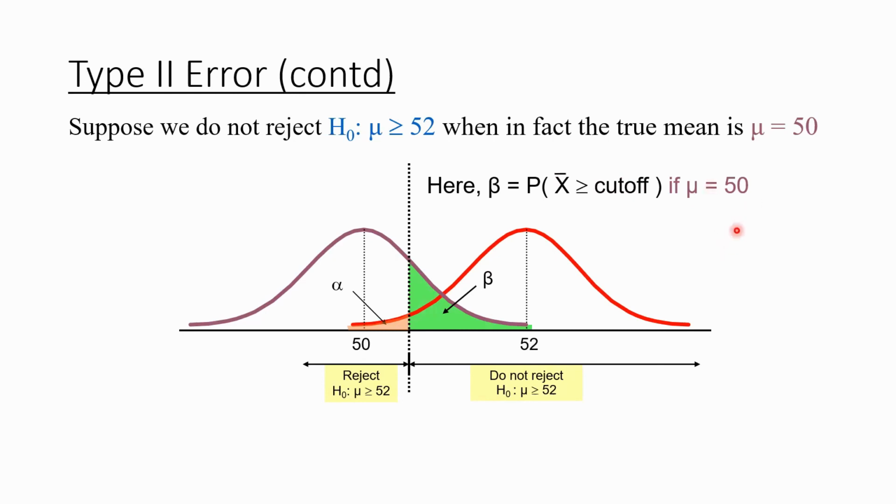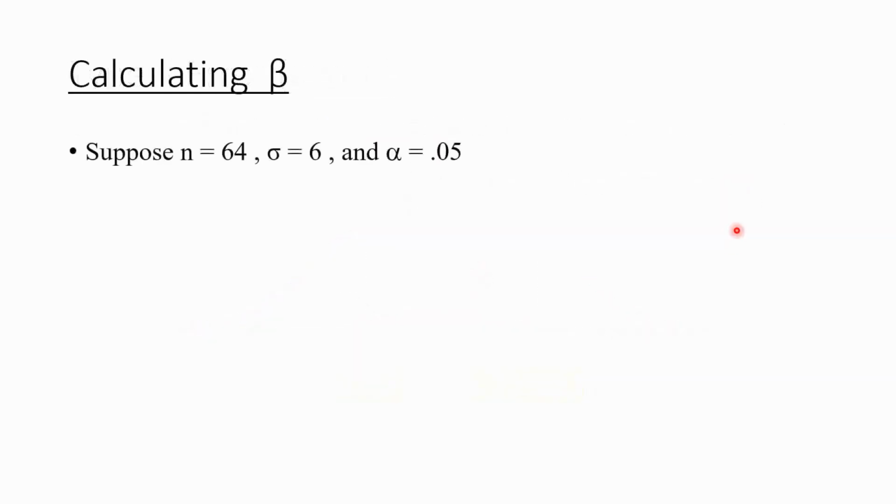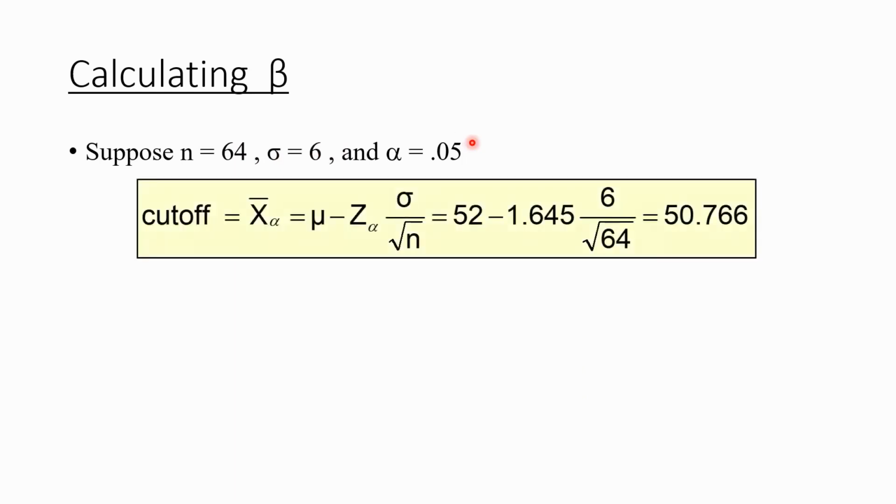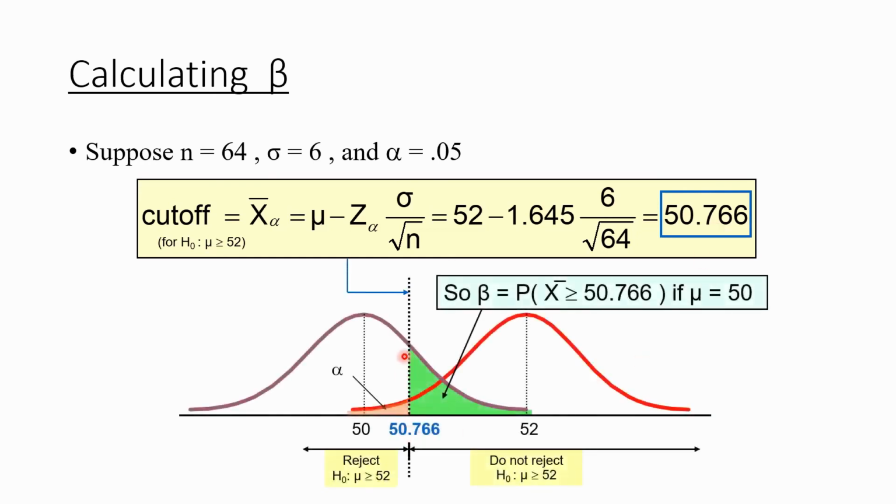So let's have a look at a small example. Your sample size is 64, your population standard deviation is 6, and your level of significance is 0.05. So how do you calculate your cutoff mark? That is x bar at that particular level of significance. That is mu minus z alpha times sigma over root n. So you get 50.766. Now how do you put that into the particular graph we looked at before? So 50.766 is this value over here, the cutoff mark.